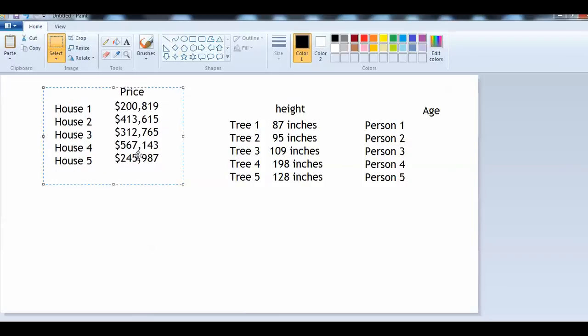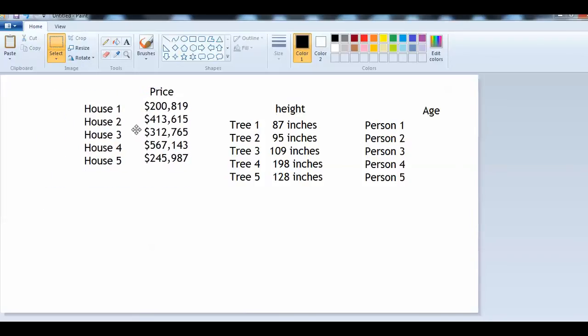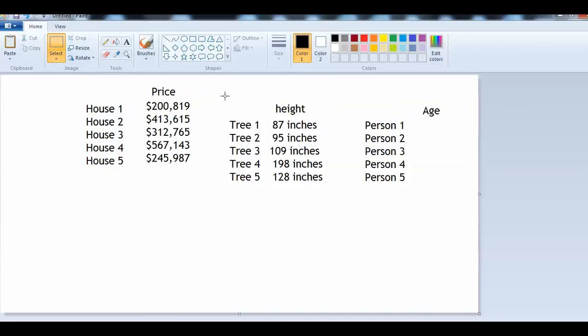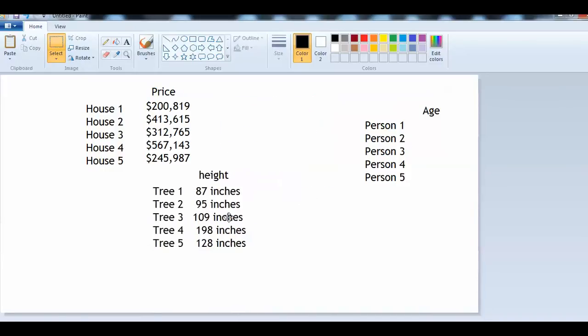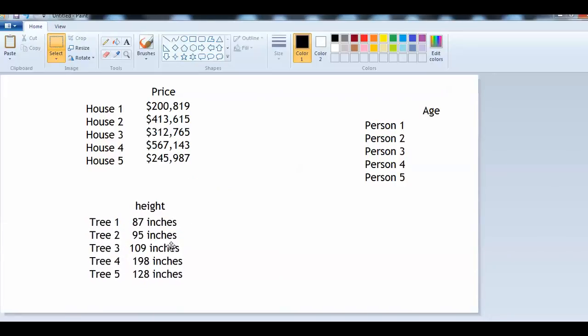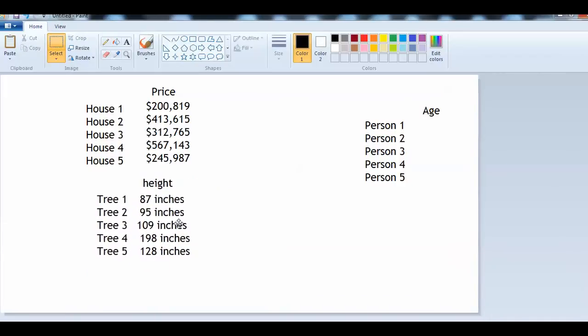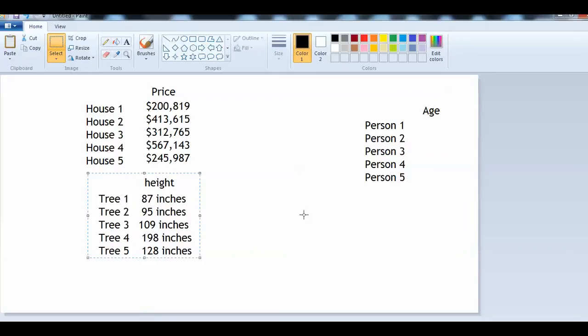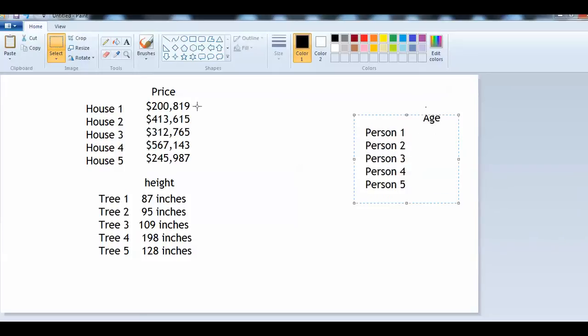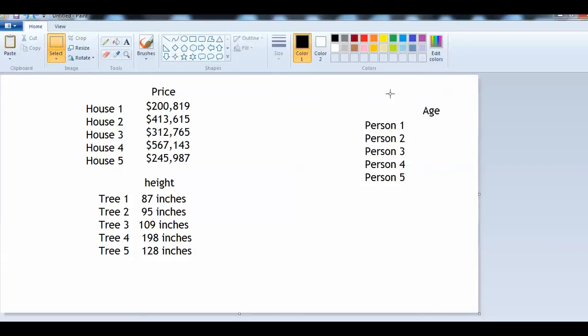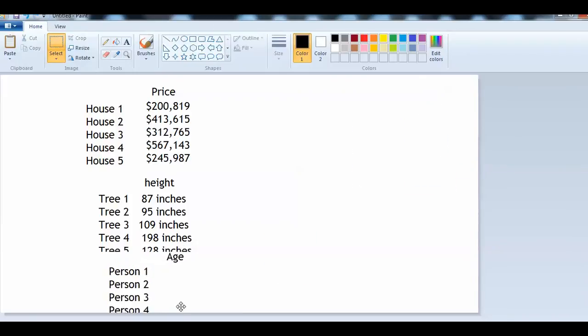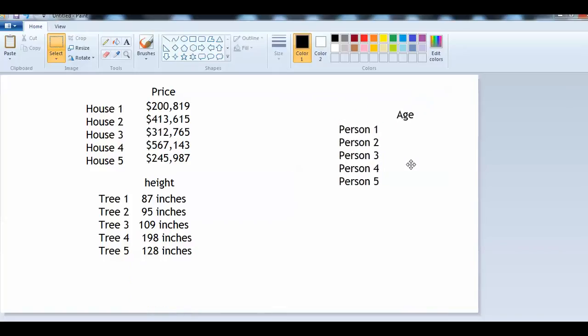We'll move this up here. Over here. We'll move this down here. And I think we can move this down here also. We'll see if there's room. Maybe not. So I guess we'll just leave it here for right now.